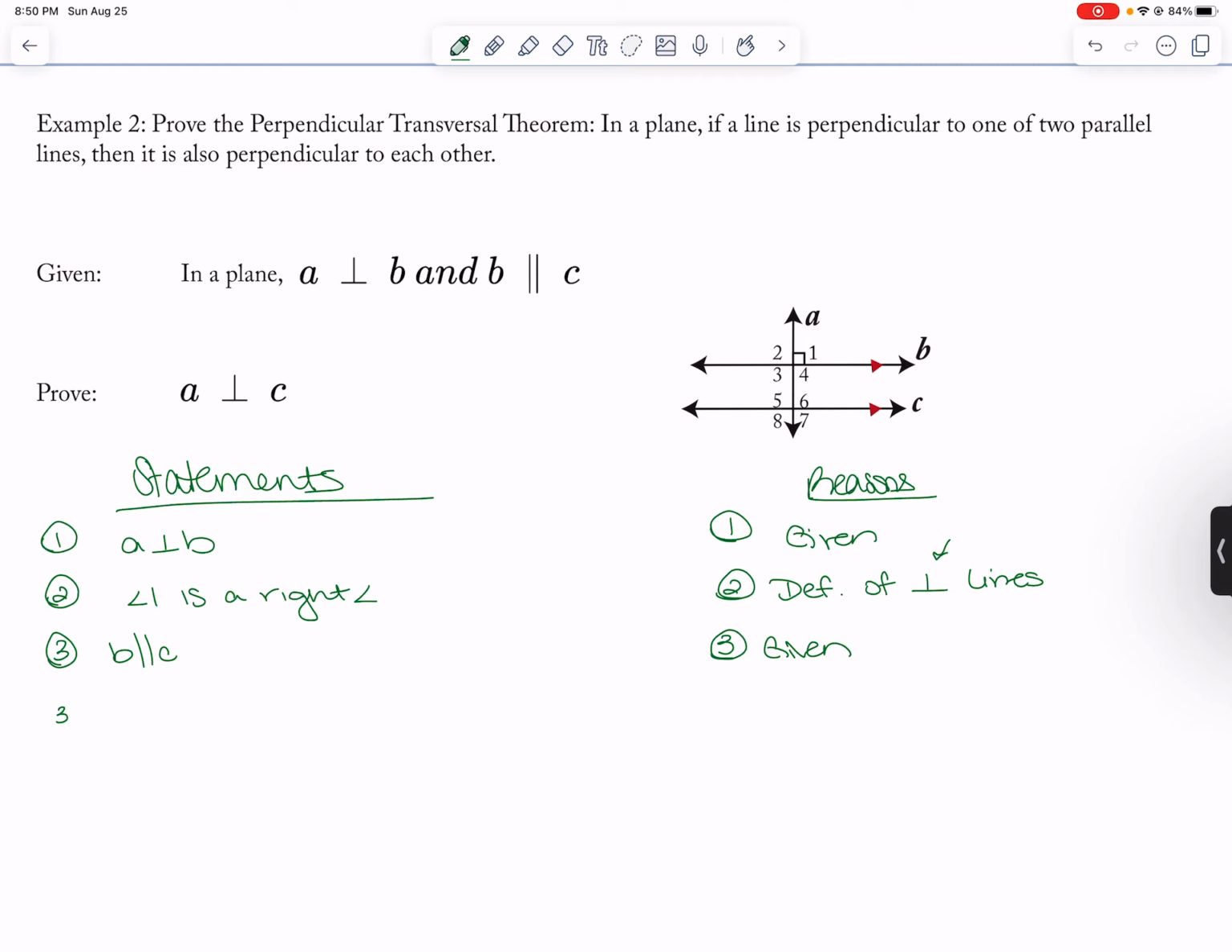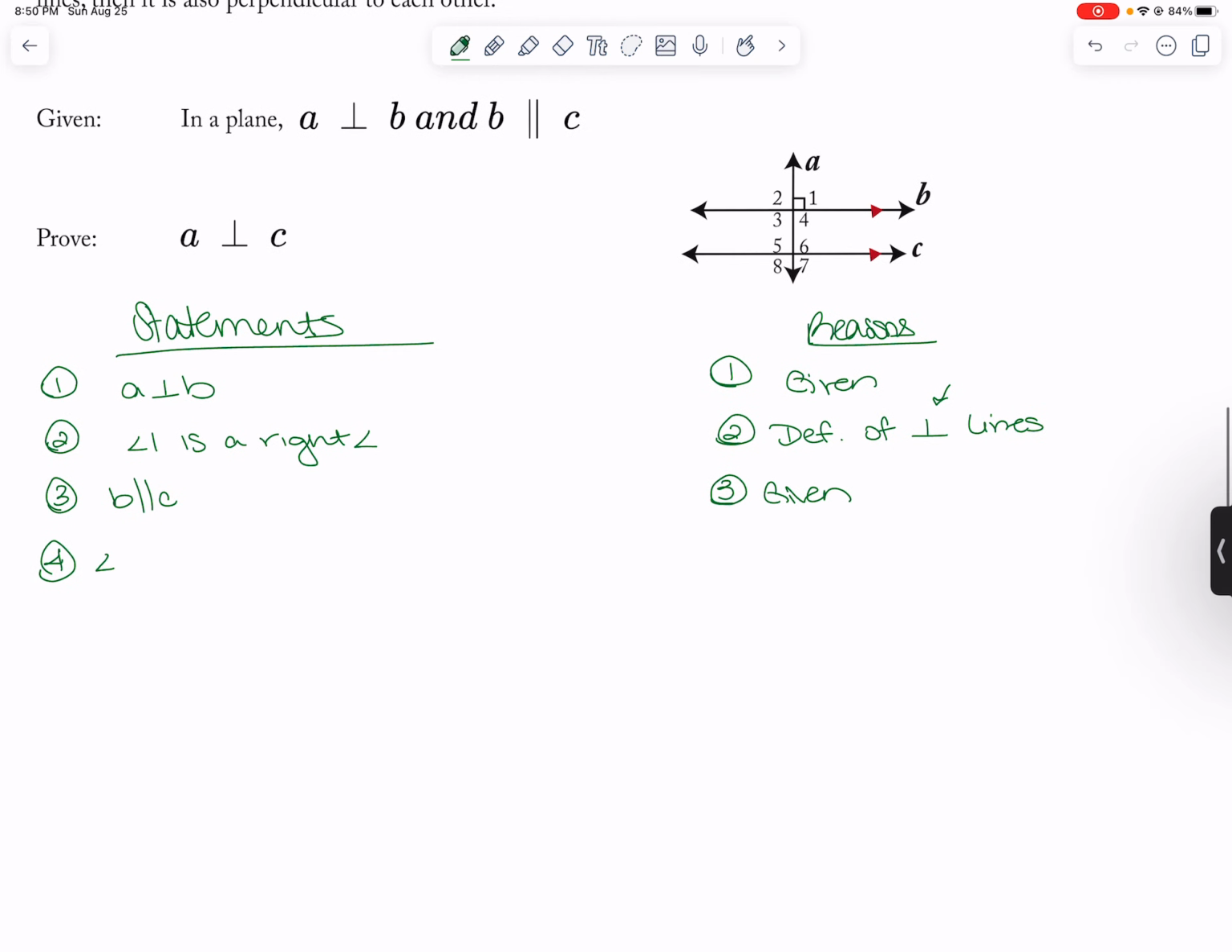And then, oops, I already did 3. 4, angle 1 is congruent to angle 6, and that's the corresponding angles theorem. And then 5, angle 6 is a right angle, and that's the transitive property of equality.